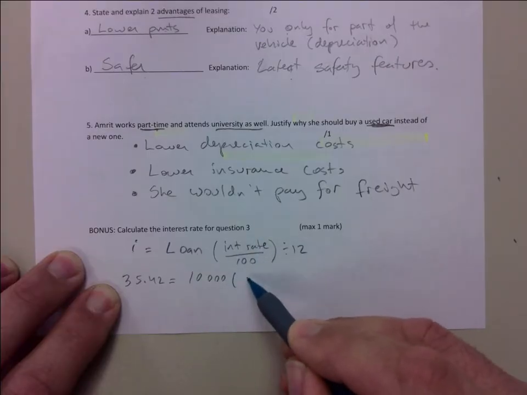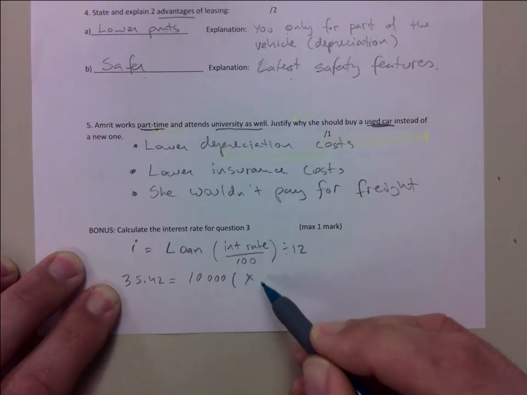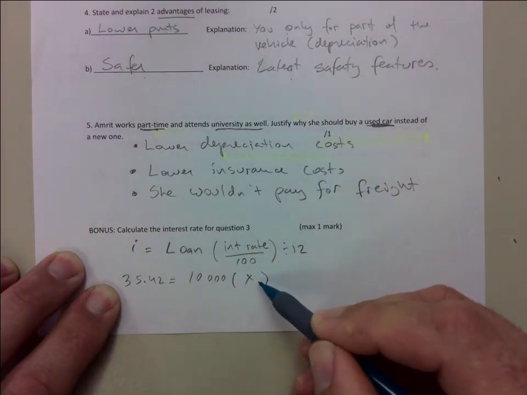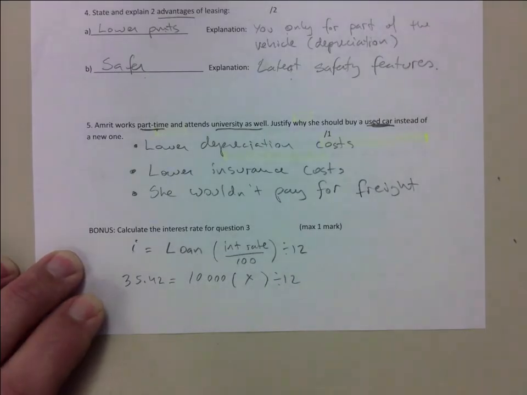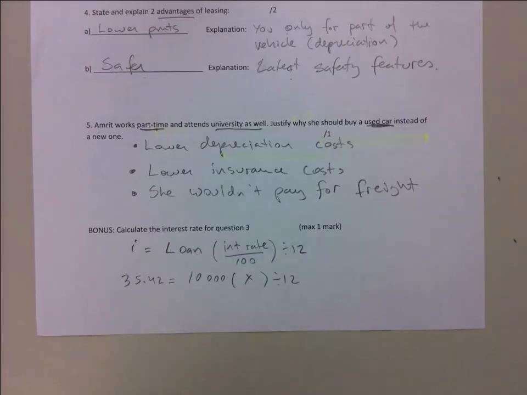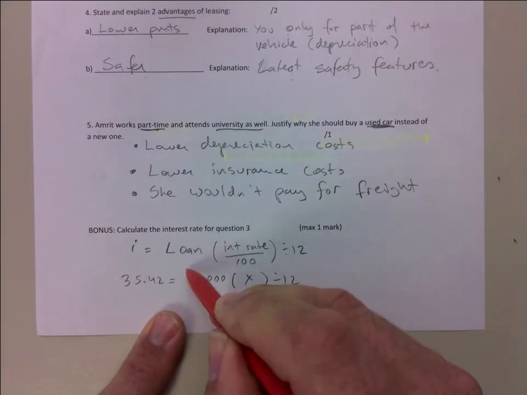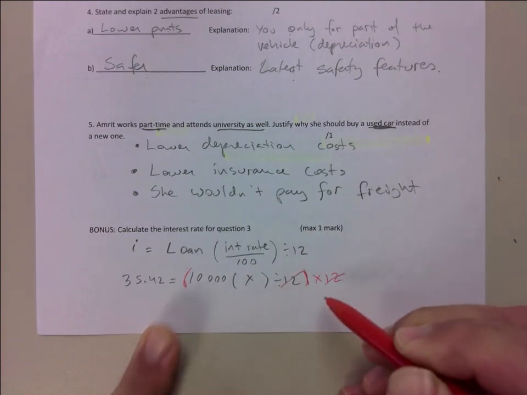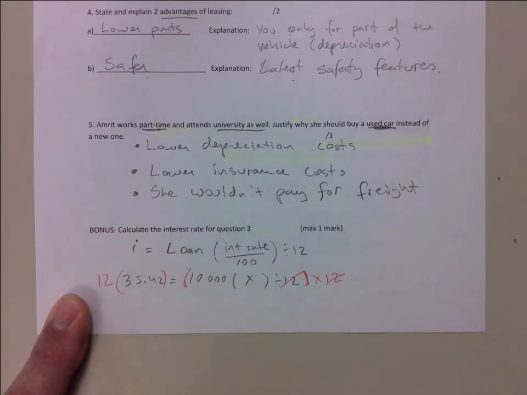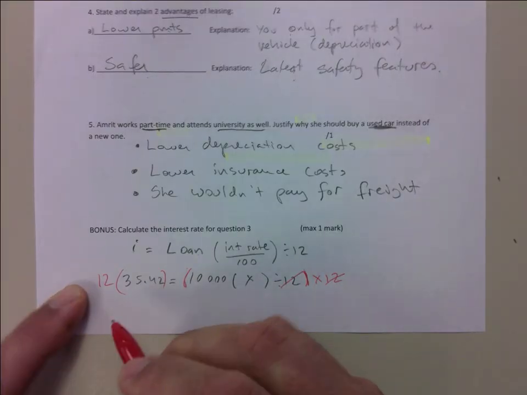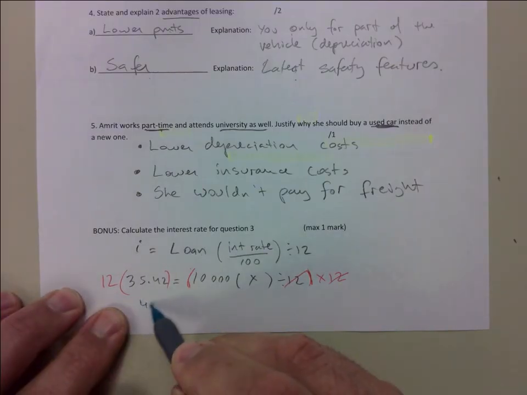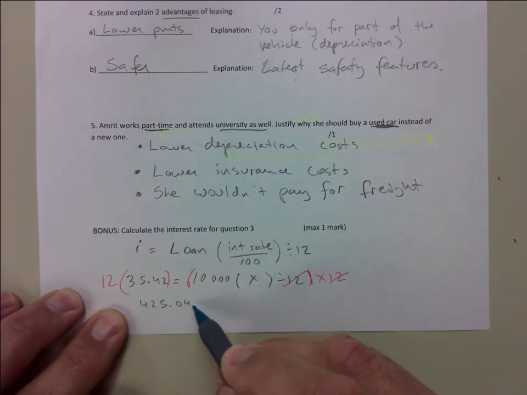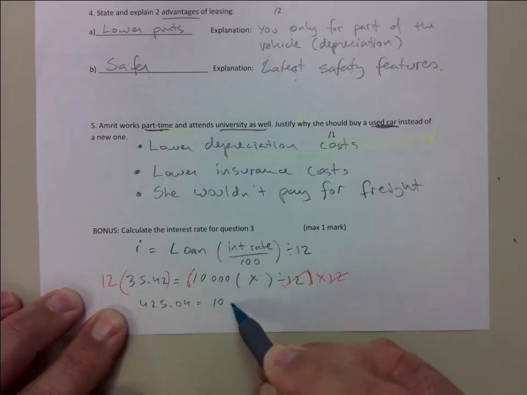This, I'm going to call that X, okay? I'm going to call that X right now. I'm just going to turn all of that into, I don't know what it is. And this is divided by 12. Now, this is bonus, so you don't really need to worry about this too much, but I will multiply this side by 12 to get rid of that 12, and I'll do the same thing to this side. What's 12 times 3542? It's 425.04. And I'm left with, what am I left with? 10,000x, right?